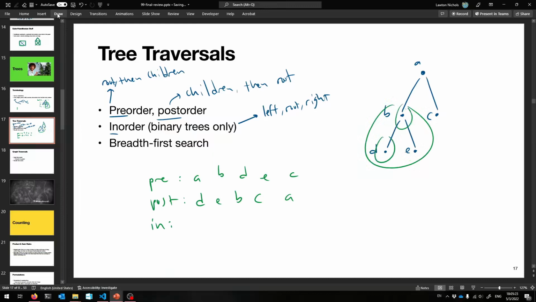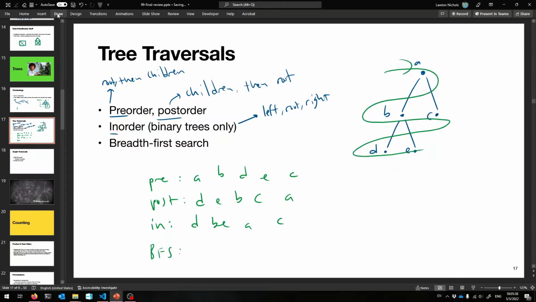And again, it's left, root, right. So D, B, E. So now I'm done with all this. Then root, A. Then right, C. And finally, BFS. That's the easy one. It's just in order. Boop, boop, boop. Level order. So finally, this is easy to read off. It's just A, B, C, D. Okay. So those are my traversals.